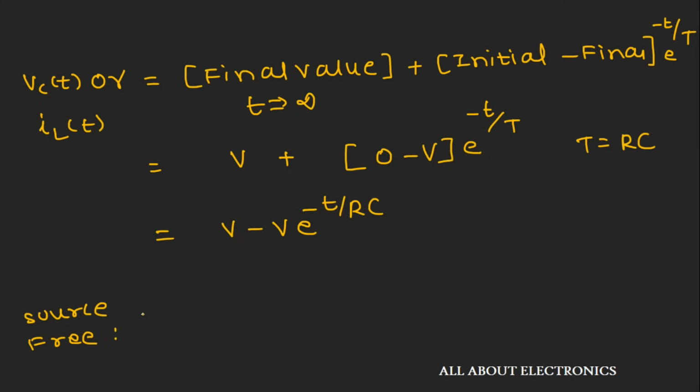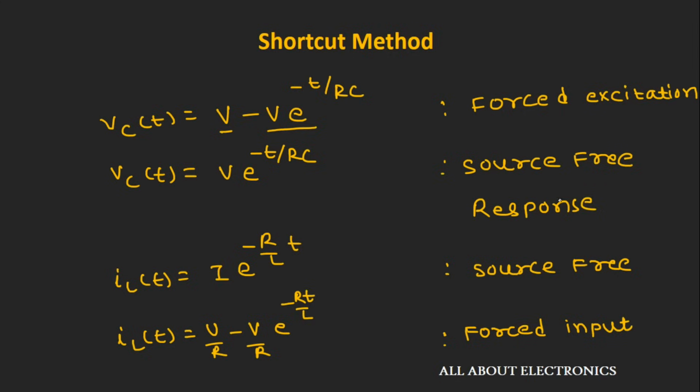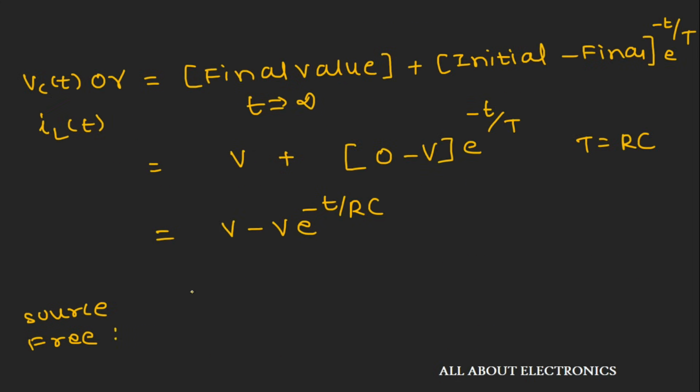Similarly, let's try to find out the source free response for the RC circuit. So we had seen that for the source free response, the final value of the voltage across the capacitor at time t equal to infinity is nothing but 0, while the initial value of the voltage across the capacitor is nothing but V volt. Again the final value will be 0, and the difference will get multiplied by e to the power minus t by the time constant. So we will get the source free response as V into e to the power minus t by RC.